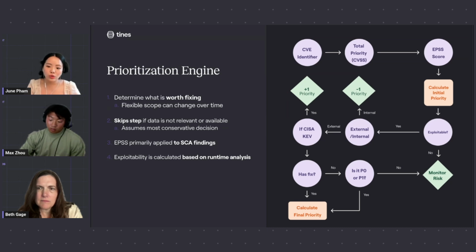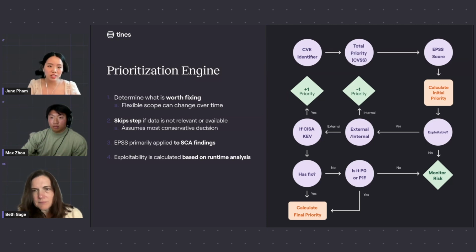We're also looking into exploitability. As Max was mentioning, we're using Oligo to run the runtime analysis for our SCA. Exploitability in here means more like reachability. Is there a path to reach it through our code? So we're using Oligo to help with this. We're also taking into consideration whether the issue is in an internal service or an external facing service. We also look at things like CISA KEV, which is the catalog of exploited vulnerabilities managed by the US government. We're also looking at whether the issue has a fix or not.